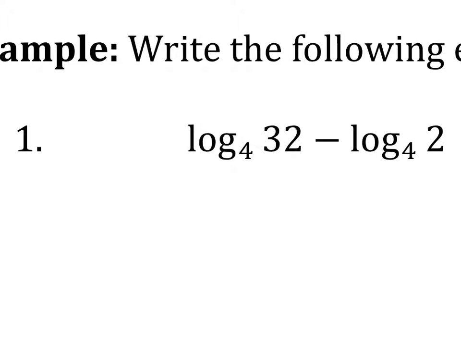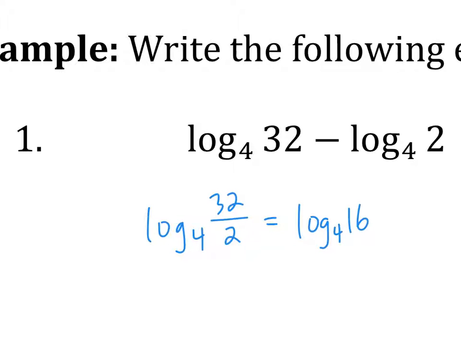Number 1, log base 4 of 32 minus log base 4 of 2. Can we combine them together? Yes. Why? Same base. Okay, so what can we do? There's a minus sign, so the minus sign says we can divide. So log base 4 of 32 divided by 2. You can leave it like that, or you can simplify it a little bit and leave it at 16.